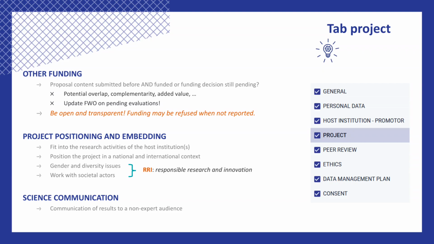FWO also evaluates responsible research and innovation. State if you consider gender and diversity in your research design, for example in the participant selection. Also mention whether you will work with societal actors beyond research partners. In the Science Communication section, you have to indicate how you will share your research results with a non-expert audience. FWO encourages to disseminate the results widely and valorize them where possible.